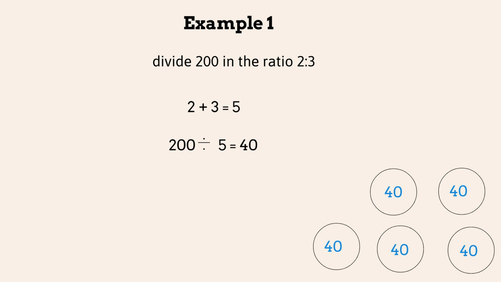Finally, we want to give 2 lots of 40 to boys and 3 lots of 40 to girls. To do this, we would have to multiply both ratios by 40.